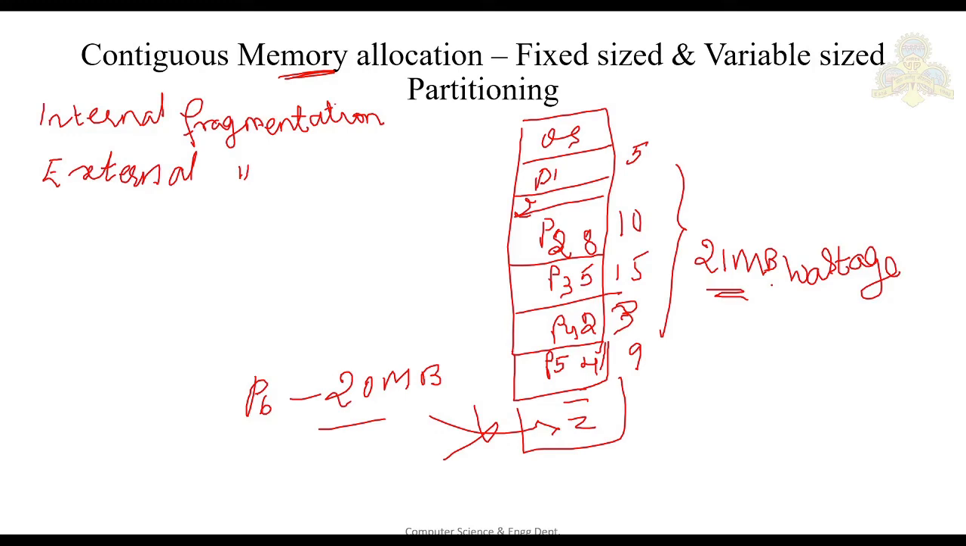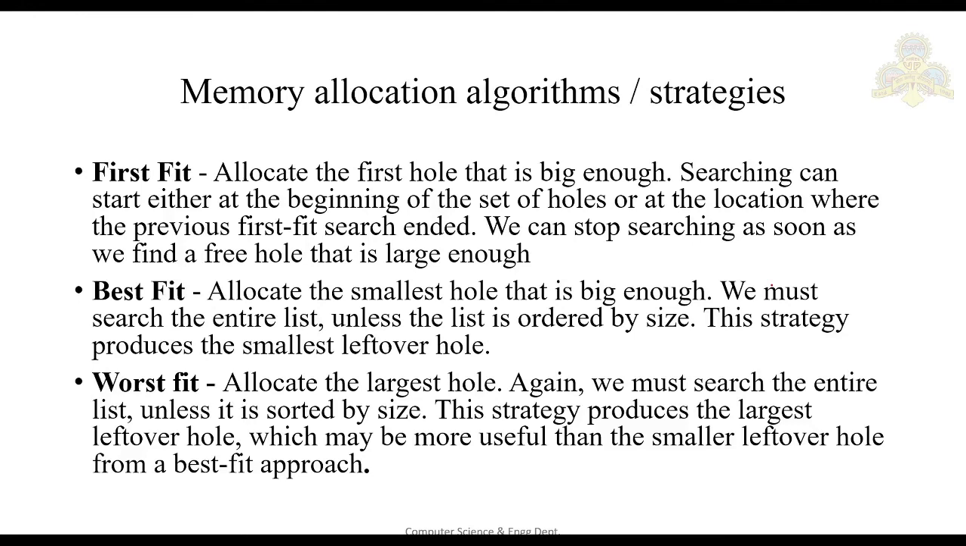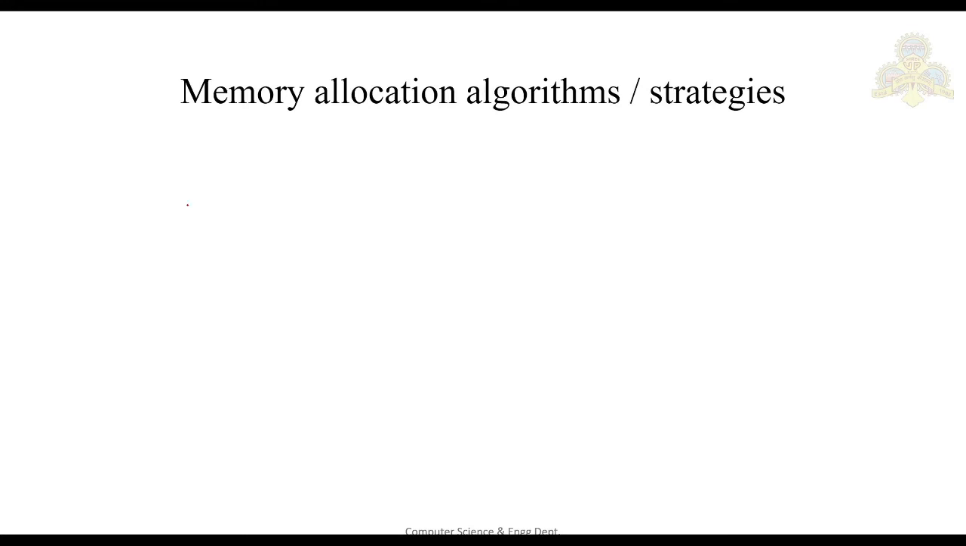Next, we'll talk about memory allocation algorithms, or the strategies we need to keep in mind, and how, making use of these algorithms, we can keep the process in the main memory. In memory allocation strategies, we have three types. First is first fit, then best fit, then worst fit. I'll give you an example and then talk about what first fit, best fit and worst fit are. The first one is first fit.